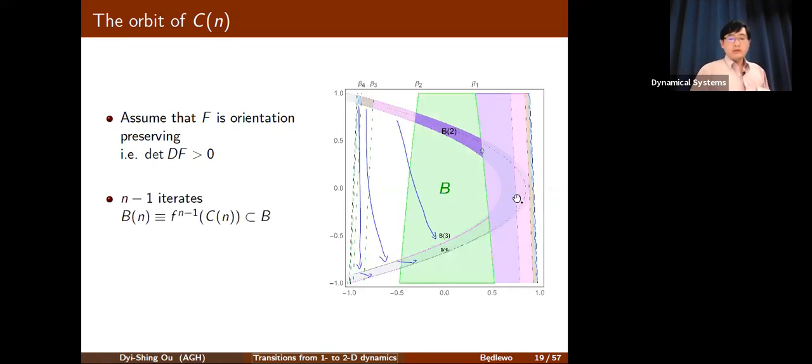Then we continue to do iteration. Then after n minus one iterations, the set will go inside B. So that these sets are B2, B3, B4, and so on. So this B2 goes here, this goes here, and so on. So these sets are B2, B3, B4, and so on.